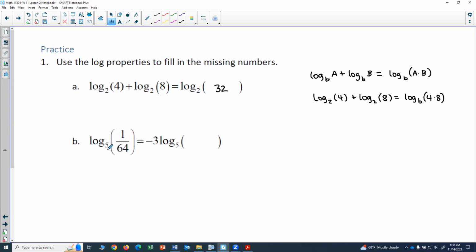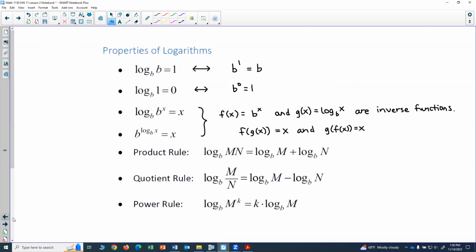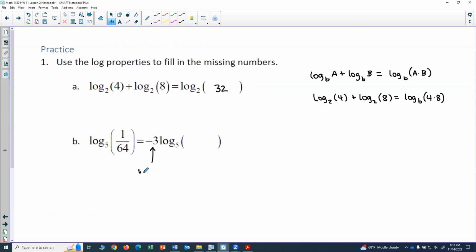All right, this next one, notice that I have log base 5 of 1 over 64, and then they pull out a negative 3 in front. If you look back at the properties, that tells us we want to use the power rule. So I'm going to go ahead and write down the power rule. That negative 3 in front tells us to use the power rule. And I'm going to think of it like this. I'm going to think of log base 5 of 1 over 64 is equal to log base 5 of some number to the negative 3rd power. So the negative 3 is going to be the exponent.